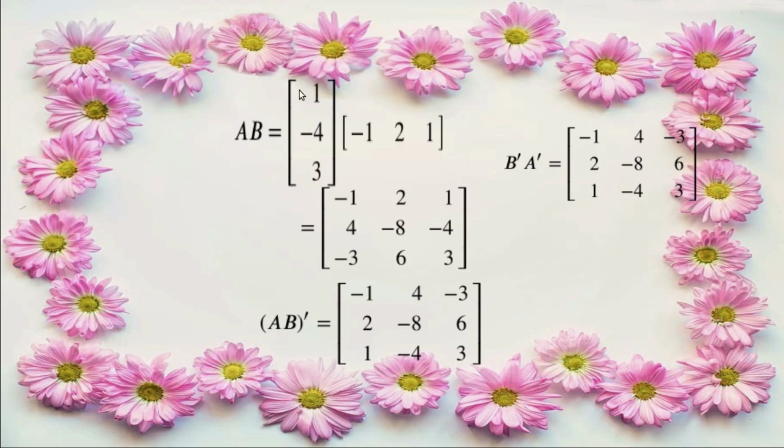Now here, the first row consists of only one element. First row into first column, 1 into minus 1 is minus 1. First row into second column, 1 into 2 is 2. Then first row into third column, 1 into 1 is 1. Similarly, second row into first column, minus 4 into minus 1 is 4. Minus 4 into 2 is minus 8, minus 4 into 1 is minus 4. Now take third row into first column, 3 into minus 1, minus 3, 3 into 2, 6, 3 into 1, 3. This is AB, matrix AB.